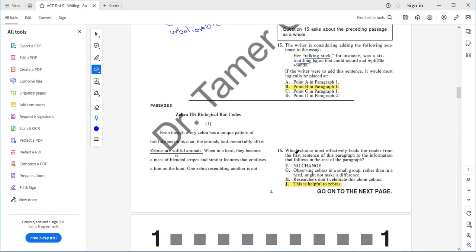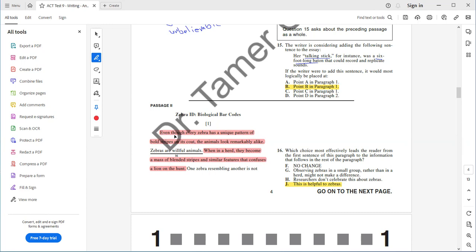Engineer Ziad, question 16. Which choice most effectively leads the reader from the first sentence of the paragraph to the information that follows in the rest of the paragraph? Take care. Here we're talking about Zebra ID, biological barcodes. This is the sentence that we need to look at. And we also need to look at the sentence after, because they are connected. We need something that connects them. May you read, please?